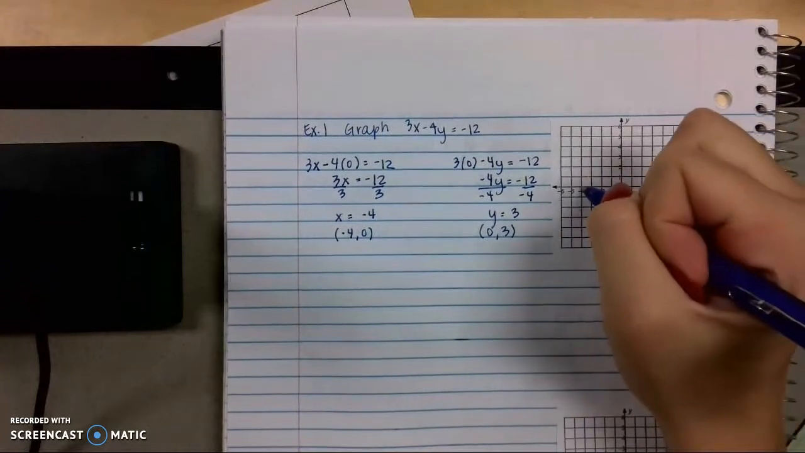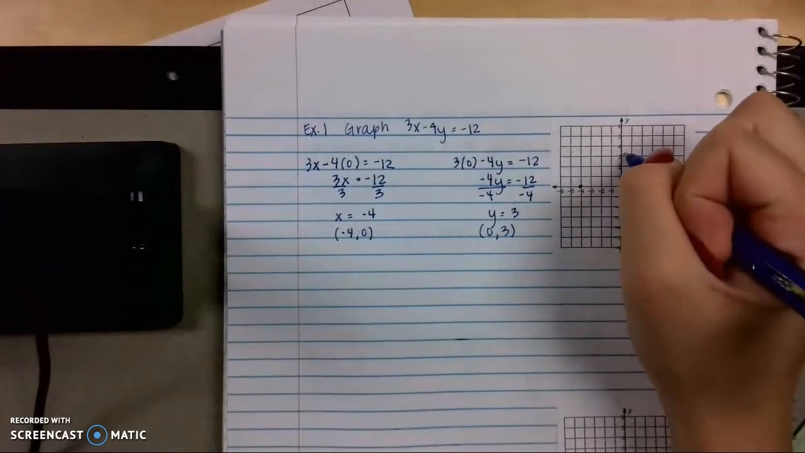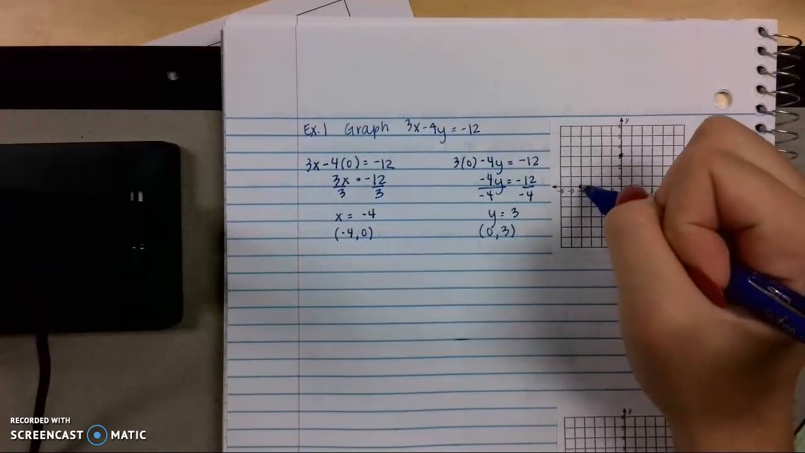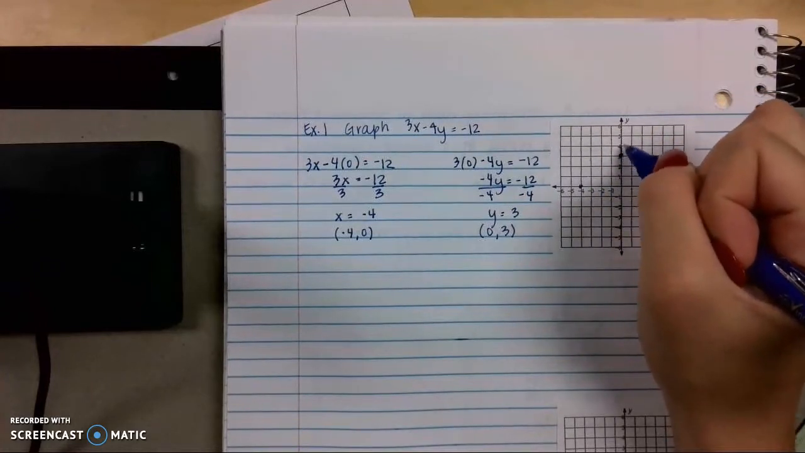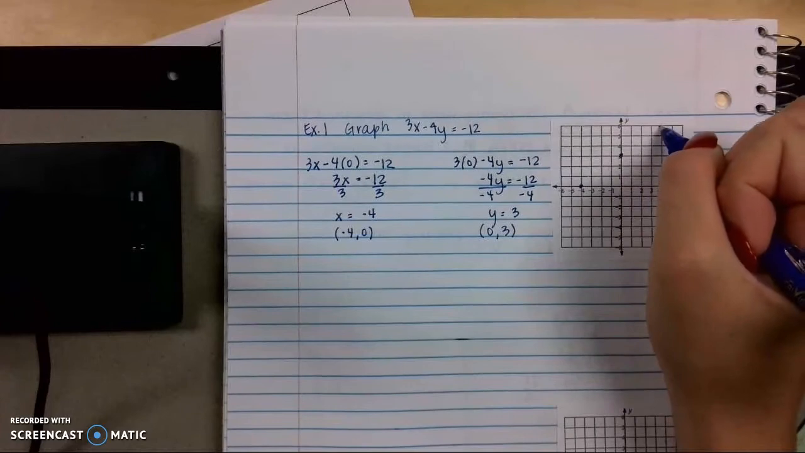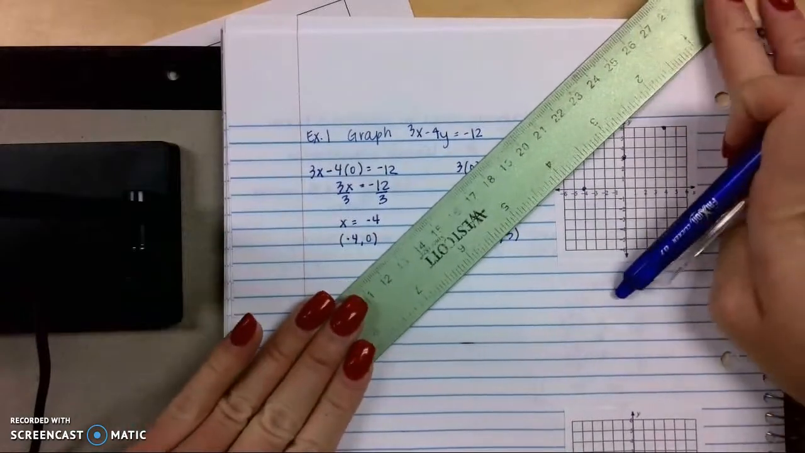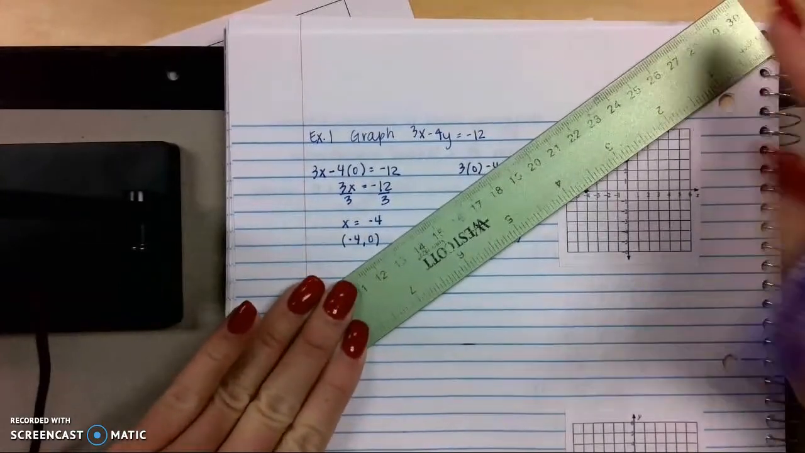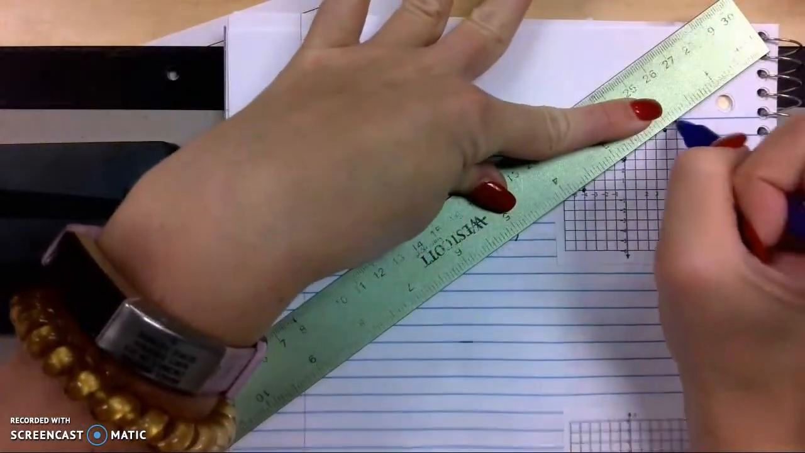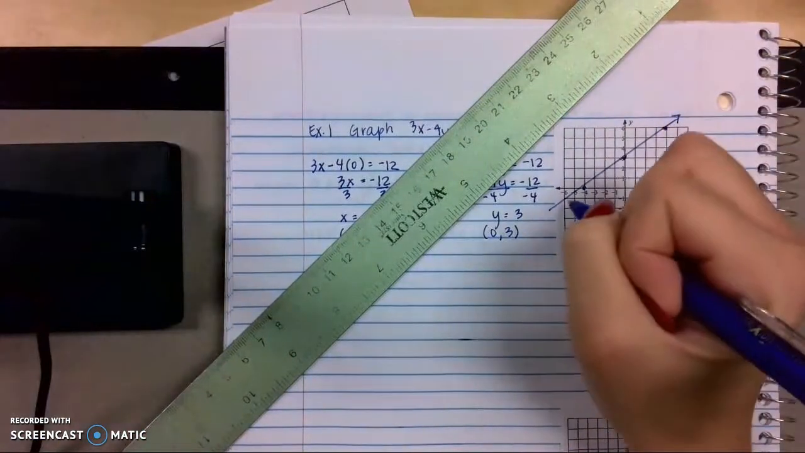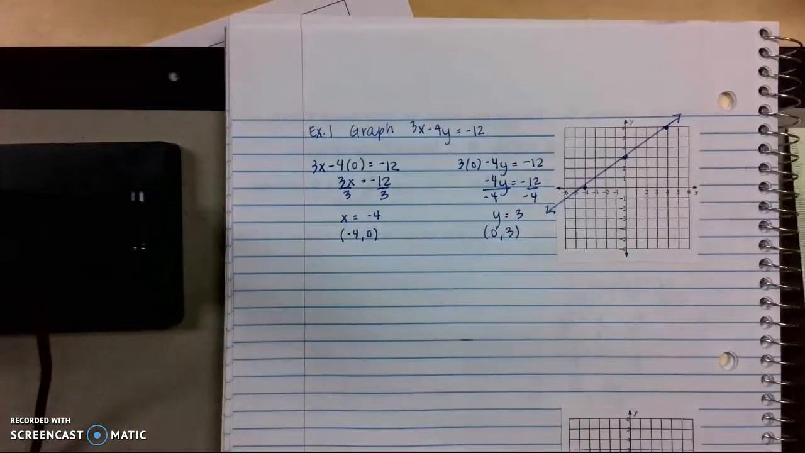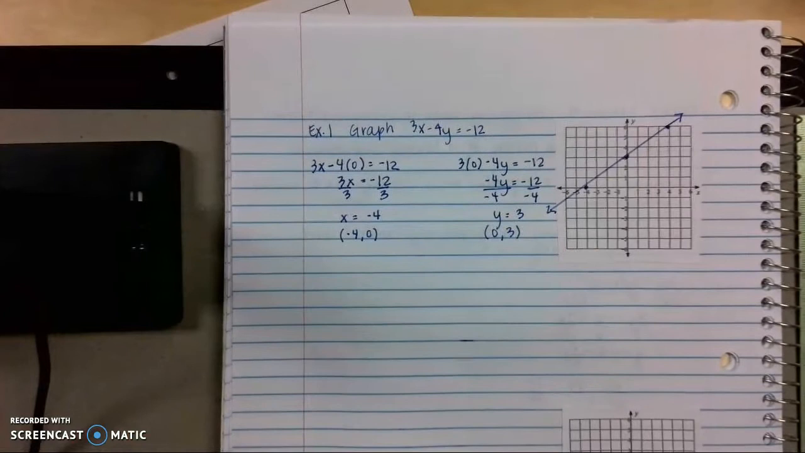I'm going to plot those points here. (4, 0), (0, 3). I went up 3, to the right 4, up 3, to the right 4. There's my 3 points. And I'm just using my slope to come up with my third point there. And that's graphing your line with intercepts.